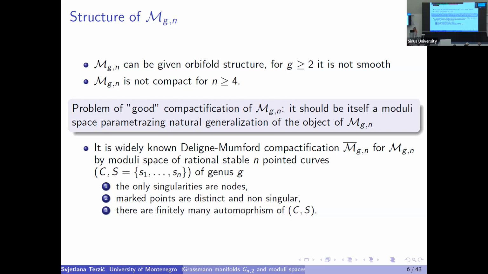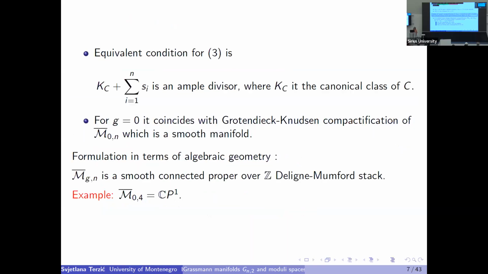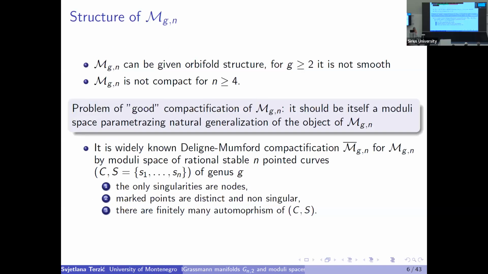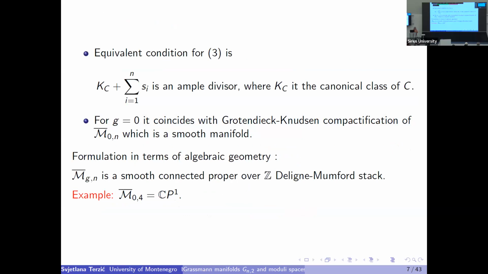Why rational? Here, consider curves of genus g. Here I'm going to restrict myself to g equal 0, so that I speak of rational, but in general no. And an equivalent condition for the third condition, in the language of algebraic geometry, that the stable curves have finitely many automorphisms for each such curve, is that this divisor is an ample divisor, where K_C is the canonical class of C.